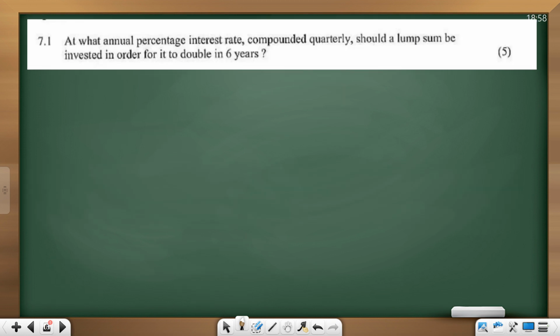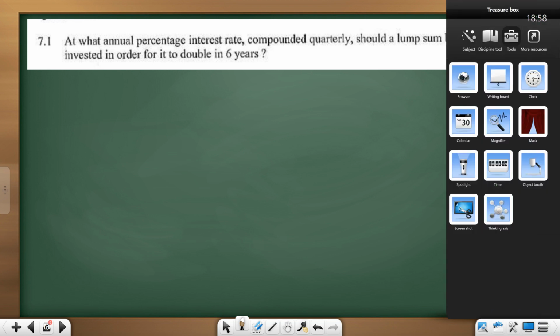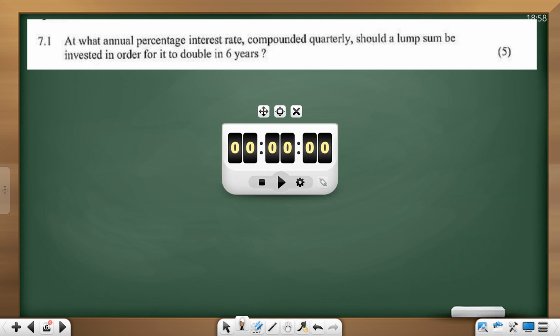Let's see. Okay, I want something from here. It's 5 marks. Use what you know already. Is that okay? Quickly, 5 marks. 4 minutes. Please, I want you to learn how to use your time wisely. Reading and solving.